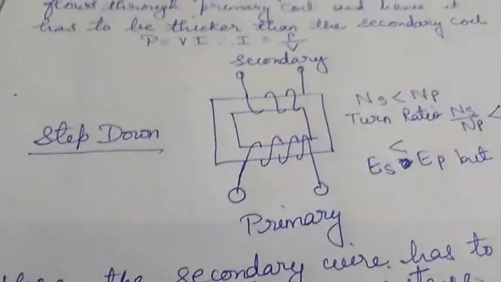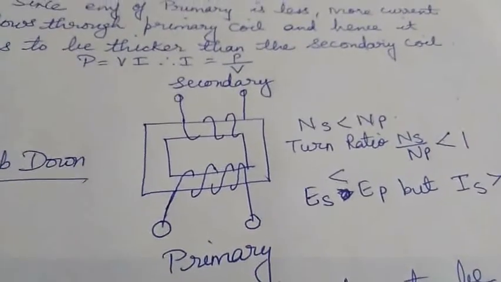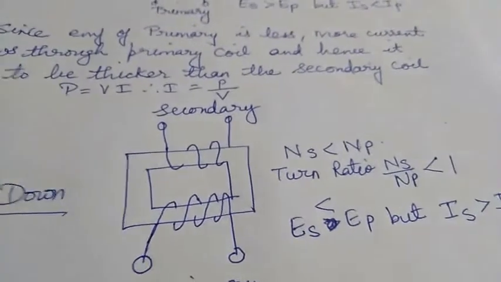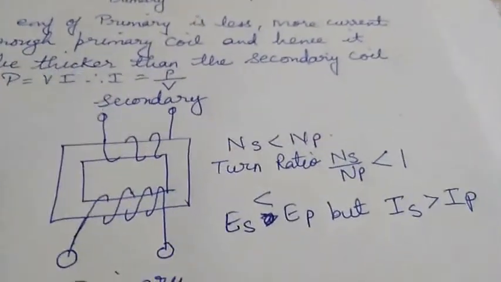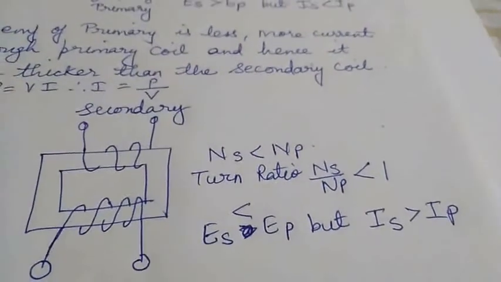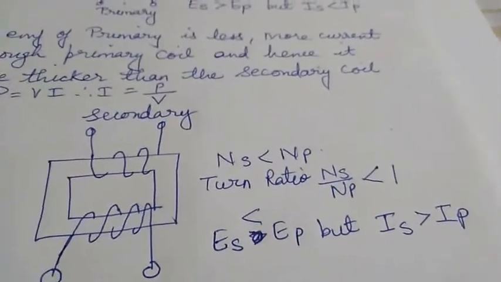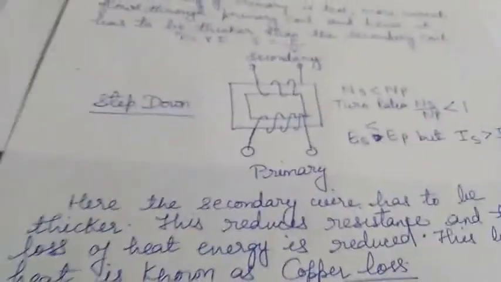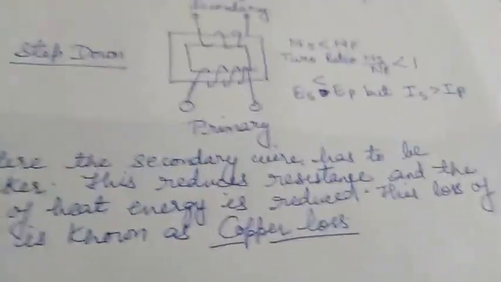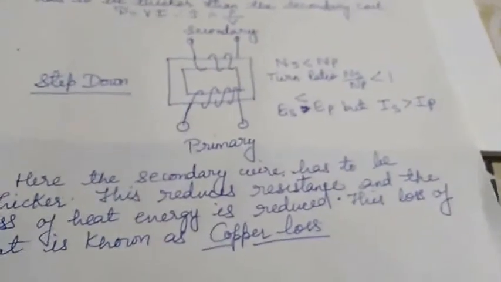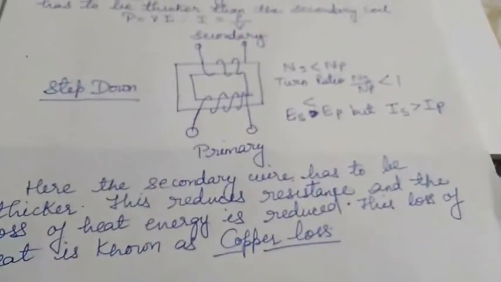Next, step down transformer. Now we want to lower the EMF. So what we will do is, my turns in the primary will be more and my turns in the secondary will be less. So Ns should be less than Np, and the turns ratio will now be less than 1. Since Ns is less than Np, Es is also less than Ep, but now Is becomes more than Ip. So here the current flowing through the secondary wire is more, so the secondary wire has to be thicker. And because of this, what will happen? If we take thick wire, the resistance will become less.